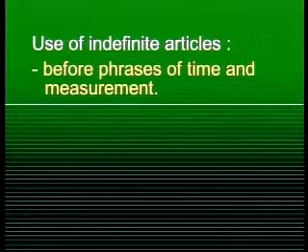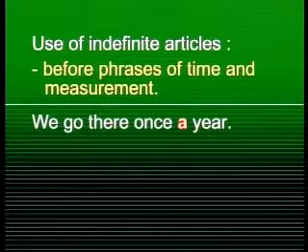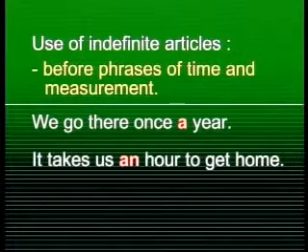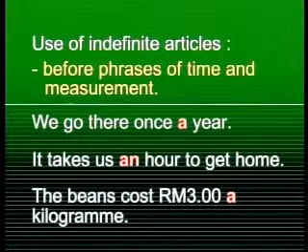We also use indefinite articles a and an before phrases of time and measurement. For example, we go there once a year. It takes us an hour to get home. The beans cost 3 ringgit a kilogram.